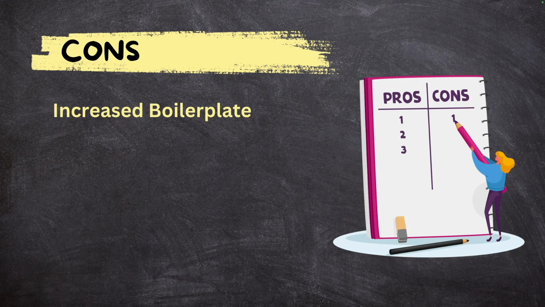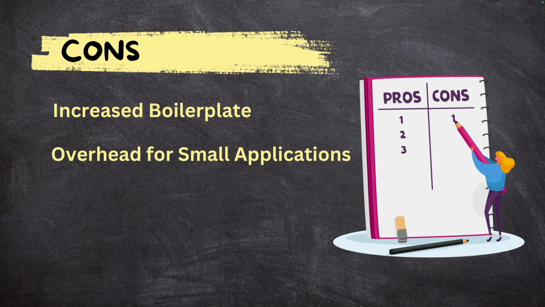The first one is increased boilerplate. This pattern introduces more files and boilerplate code, which can sometimes be a downside for a smaller application or a very simple component, as you will always have a container file and a presentation file. Next one is overhead for smaller applications. Sometimes, for smaller applications or components with very minimal logic, the separation might feel like over engineering. Third is the potential prop drilling.